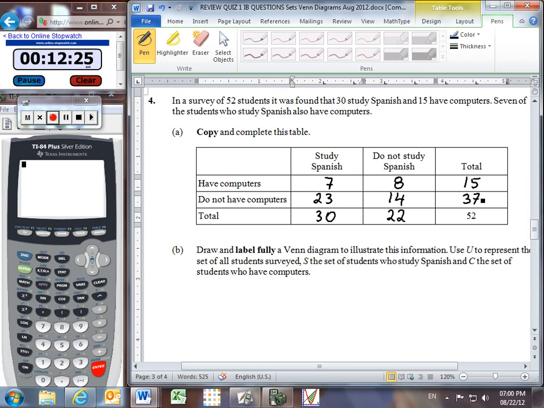And here's a quick way of double-checking. Is it true that 15 plus 37 equals 52? Yes. So this is a very consistent table. We've abided by all of the given information and everything makes sense.